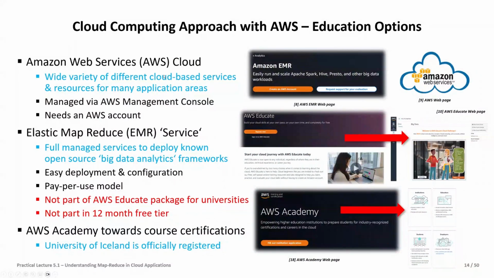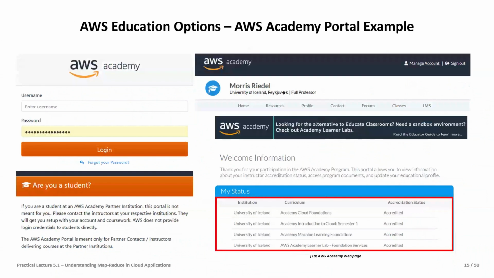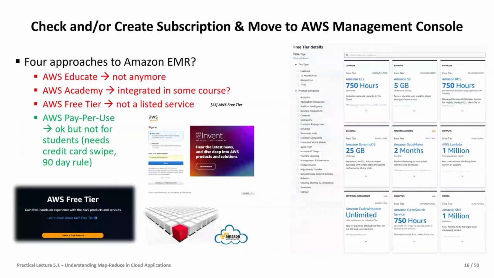So there are also different ways how you can use Amazon Web Services. There's an Educate package, which shows you really nicely educational elements. There's an Academy also for academic institutions. But the key message to take away is it's good for education. It's good for learning. But when we want to really use an Elastic MapReduce service, it's basically not there, right? So the Academy is, of course, something you can look into. You can go there in the University of Iceland and so on.